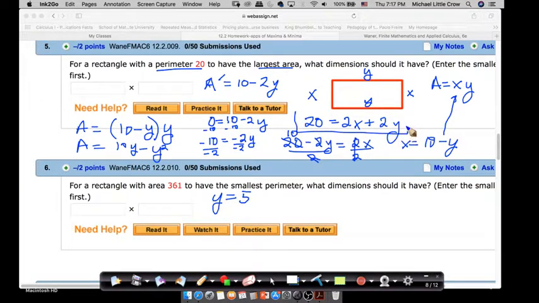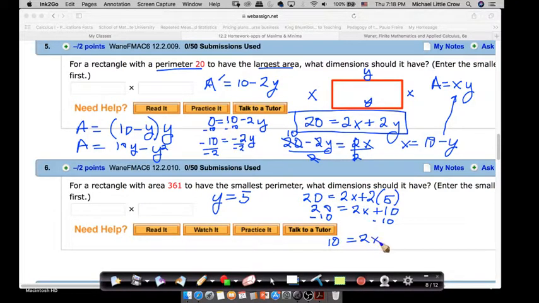Come back to our perimeter function. We're going to plug in 5 for y, and then figure out what x is. So then we get 20 equals 2x. 2 times 5 is 10. Subtract 10 from both sides. So then we get 10 equals 2x. Divide both sides by 2. X equals 5 as well.